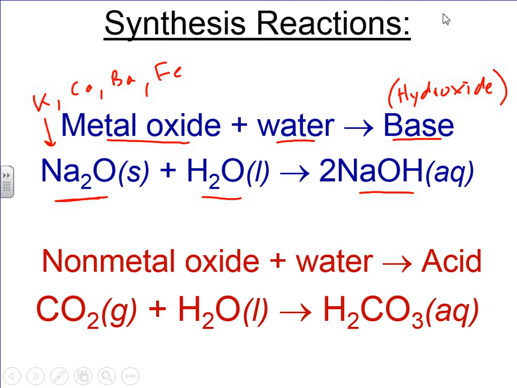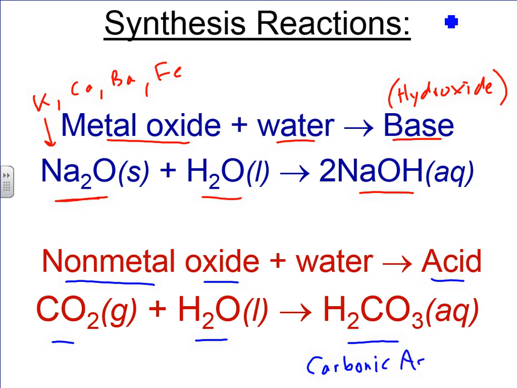The same thing happens with nonmetal oxides. If you put a nonmetal oxide with water, it will give you an acid. An example of this would be carbon dioxide, which is a nonmetal oxide, placed in water to give you carbonic acid. Remember, this is carbonic acid. Now, you can again substitute the carbon with sulfur or with chlorine or with any other nonmetal, and a similar result will occur.